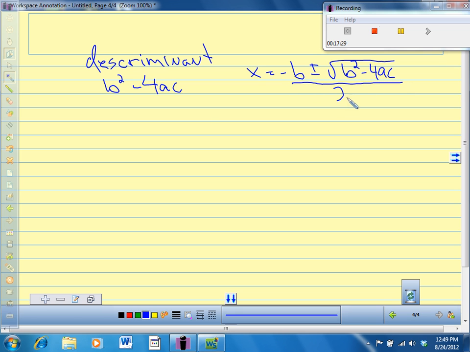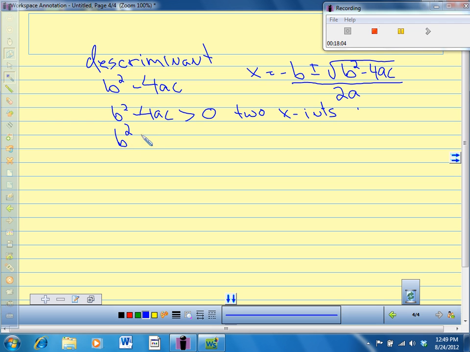Over 2a. And so there's some things about the discriminant. If b squared minus 4ac is greater than 0, that means you're going to have 2 x-intercepts, because you're going to get some number plus or minus a number. So one's plus that number divided by another number, so you're going to have 2 x-intercepts or solutions.